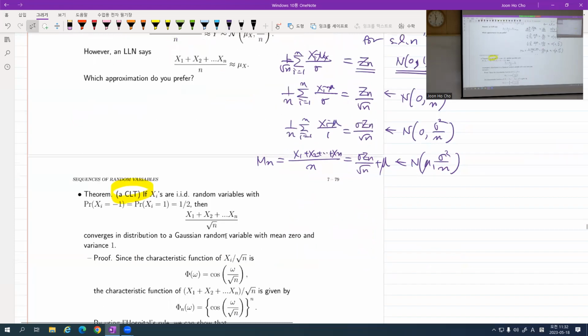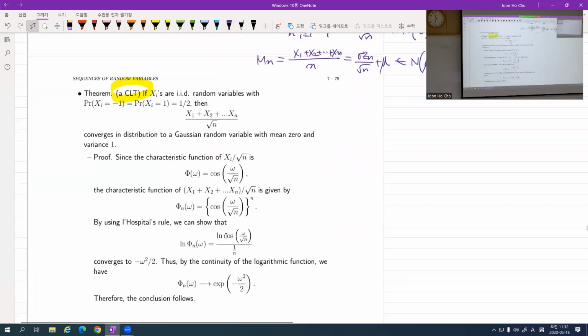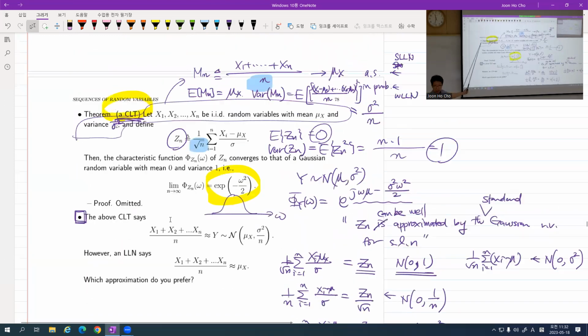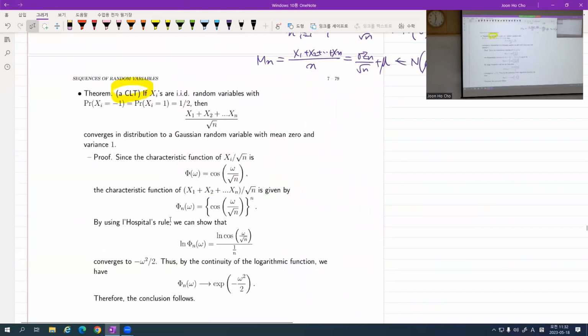So this is one very general central limit theorem, and here goes a very special one. So here goes another central limit theorem. Actually, this is just an example of that theorem. But that theorem is rather complicated to prove, while this one is much easier to prove. That's why I love this example.